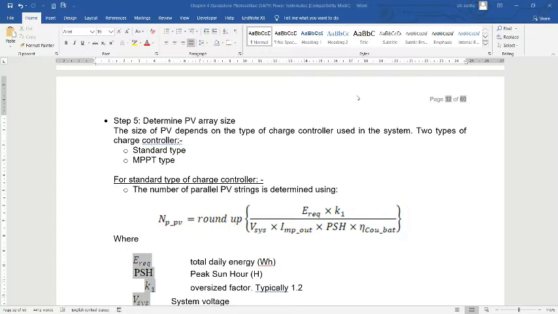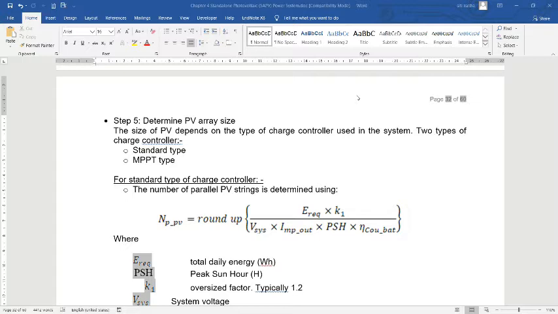What about the MPPT type? This is commonly used, where MPPT stands for maximum power point tracking, or maximum power point tracker controller. This controller is usually used in a larger system, or when we want a system with higher performance, so we choose the MPPT type. It usually increases the solar array effectiveness by almost 30% compared to the standard type.